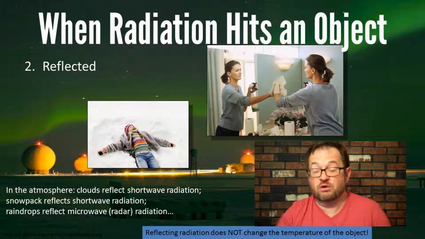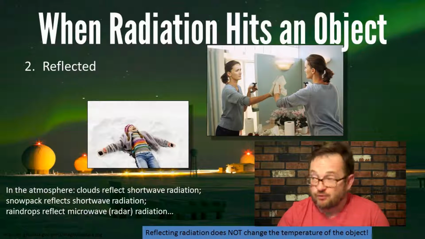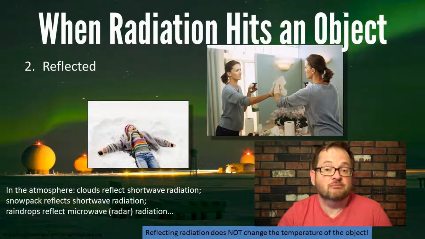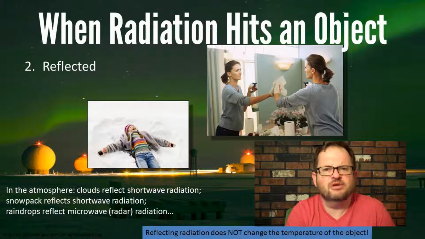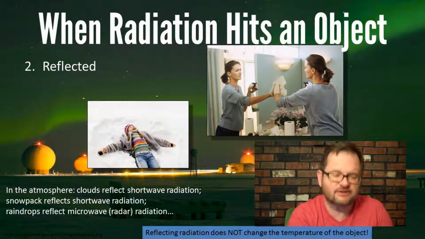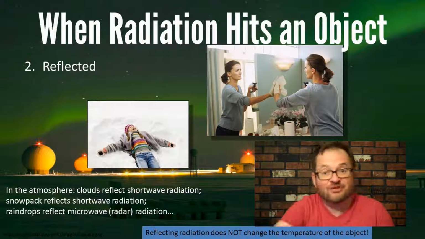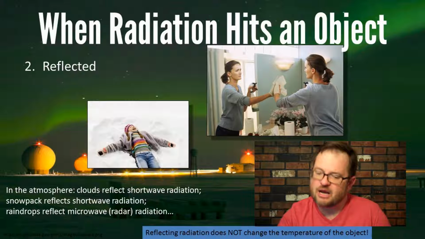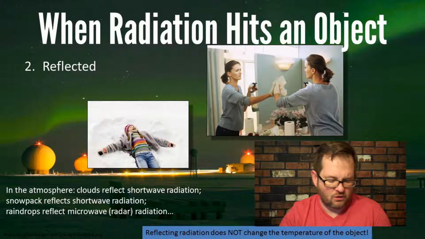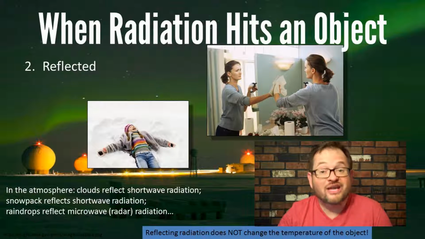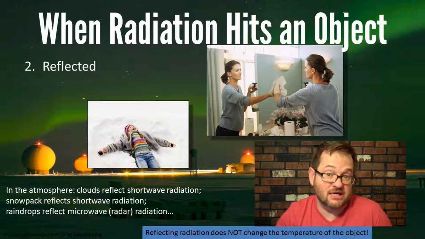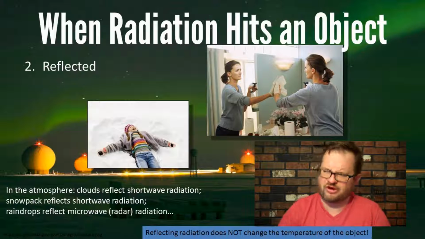That's an important part of the role of clouds in the Earth's atmosphere, because clouds reflect shortwave radiation before it gets to the surface of the Earth. Sunlight comes through 90-some million miles of space, hits the top of the clouds, and reflects back up into space without ever changing the temperature of the cloud, the ground, the air, anything. Snowpack reflects a lot of shortwave radiation. Raindrops reflect radar radiation, which is a type of microwave radiation. We're going to learn about that.